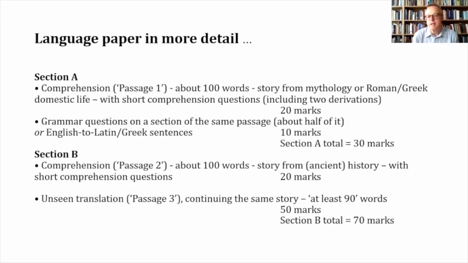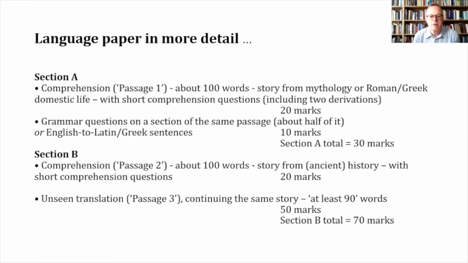In practice, it's nearly always mythology. One year in Greek, one of my predecessors devised an ingenious passage of everyday life about a family, the family of a vase painter who specialized in scenes of mythology. So he had a kind of inset story, but usually it is just a straightforward story from myth. The derivations amount to 4 marks, so that's 4 of the 20 short comprehension questions for 16.